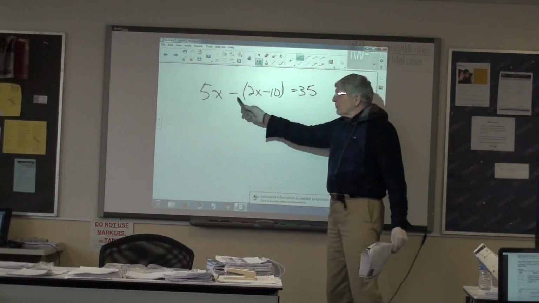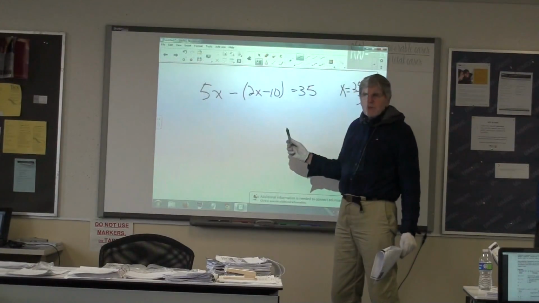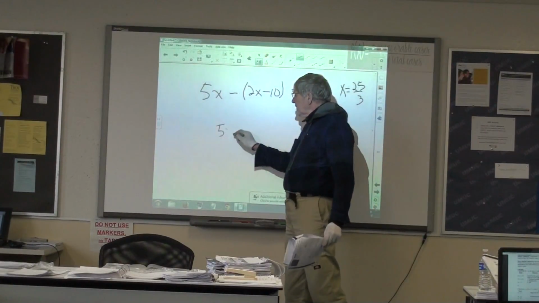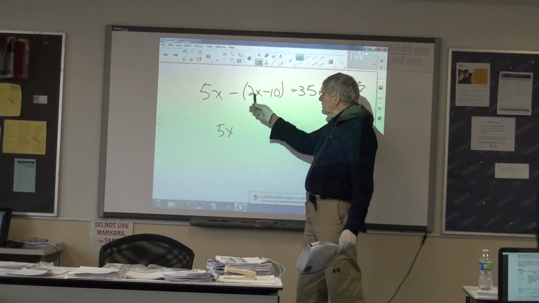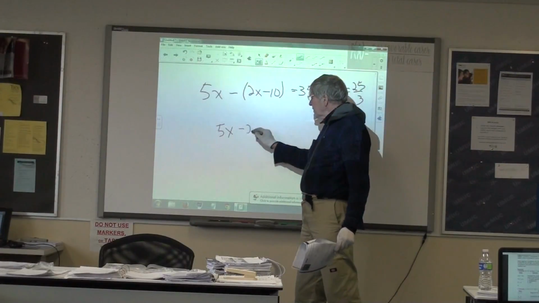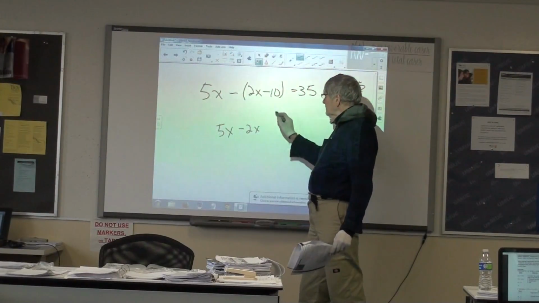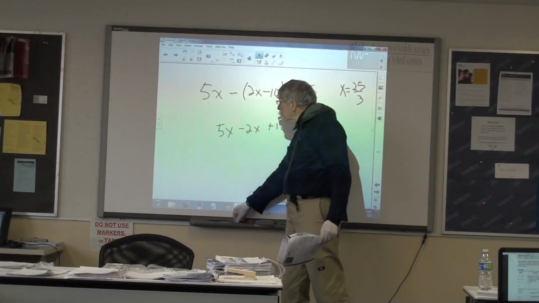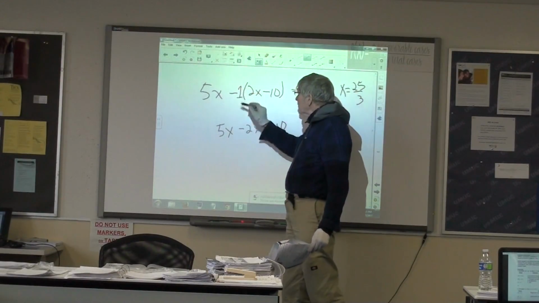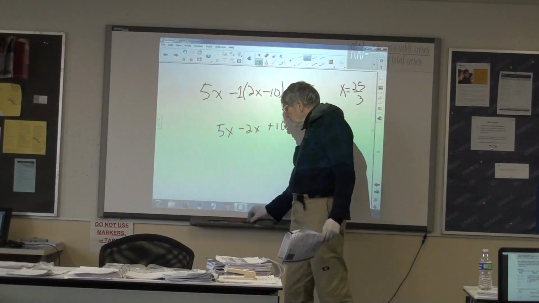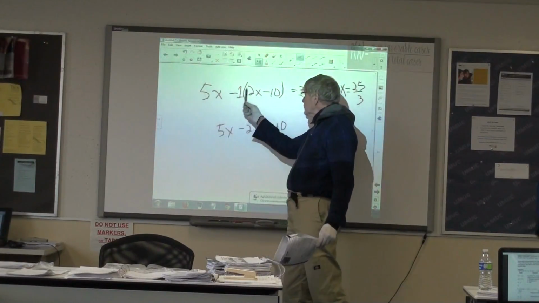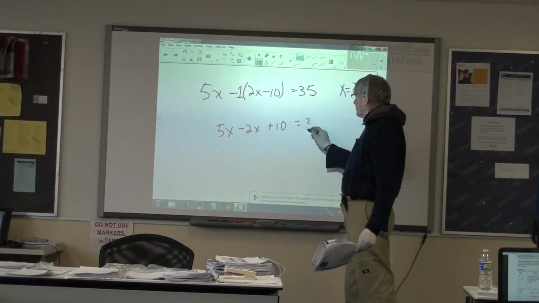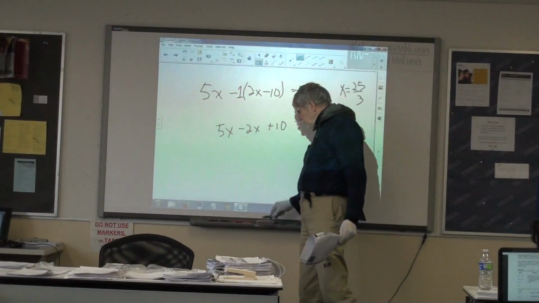First I have to distribute this minus sign. Some of you don't like to distribute a minus sign, but let's go ahead and try it. A minus sign times a plus 2x is a minus 2x. A minus sign times a minus 10 is a plus 10. Some people feel more comfortable if you put an imaginary 1 right there, which you're permitted to always do. So you have a minus 1 times a minus 10 is a plus 10. No problem, 33. Now we have to collect like terms.